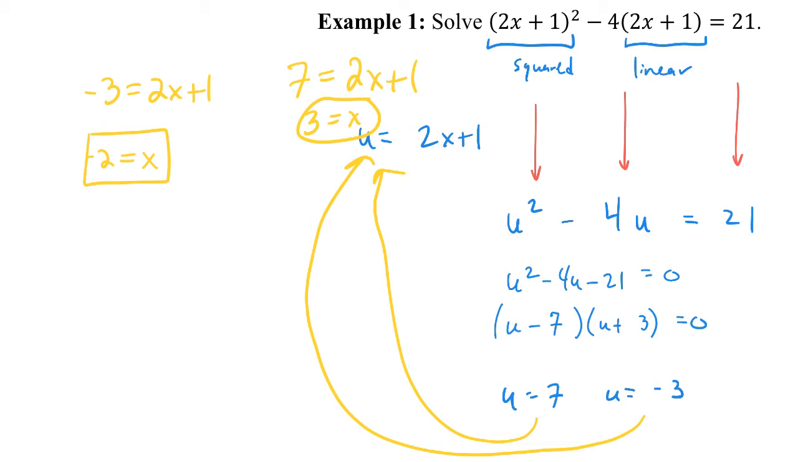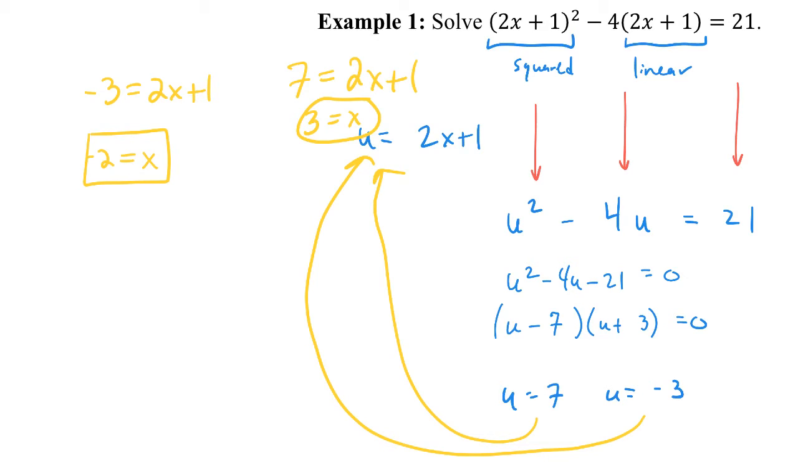And once you plug each of these separately in, you'll get two answers. When you plug the 7 in for u, you get x equals 3. When you plug a negative 3 in for u, you get x equals negative 2. Okay, so those are my two cases. We're going to do more examples of this, but is this somewhat clear right now? Is this somewhat clear?